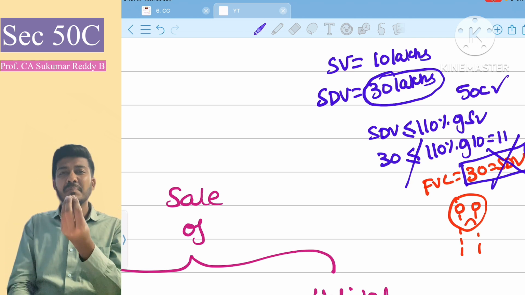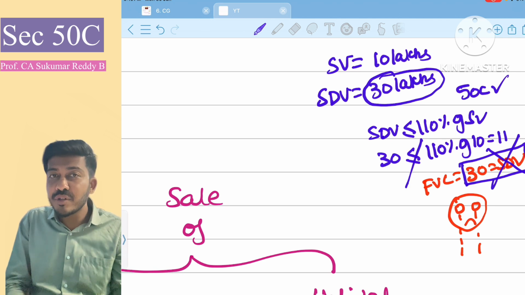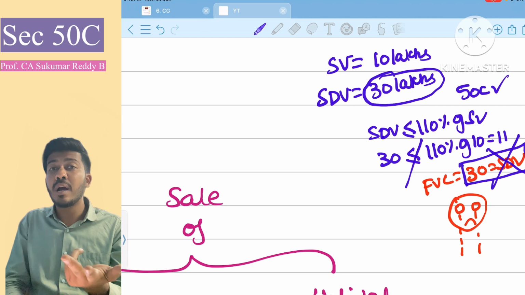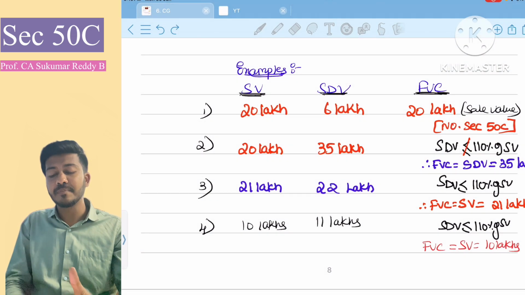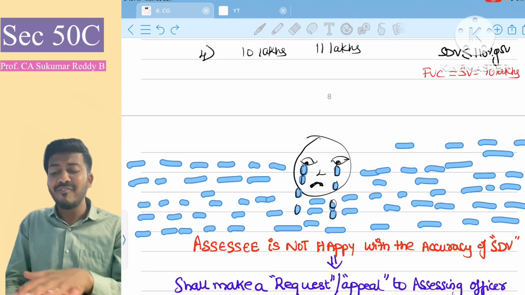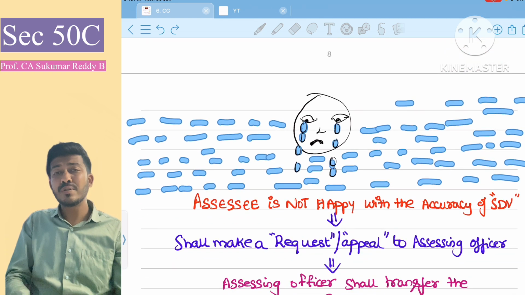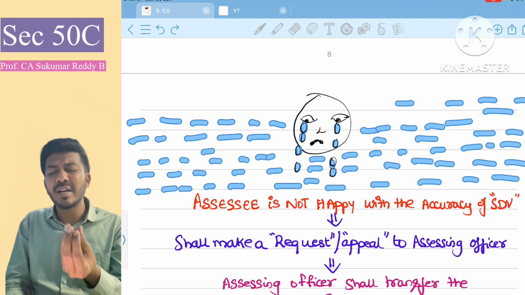Please, my dear assessee, there is a beautiful provision in the Income Tax Act where you need not cry. You will come to know a beautiful thing here. Please have a look at the screen. Please, don't cry. Floods are going to come. See how he is crying. The water is making him sink inside that water. Please don't cry. See here.